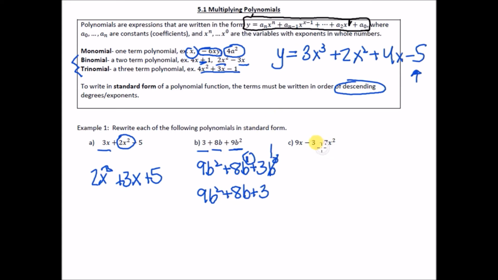For the third one, we have negative 7x squared. Don't forget that negative sign. Any sign on the coefficient stays on the coefficient. Plus 9x minus 3. There we go.